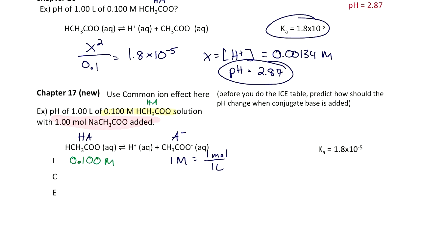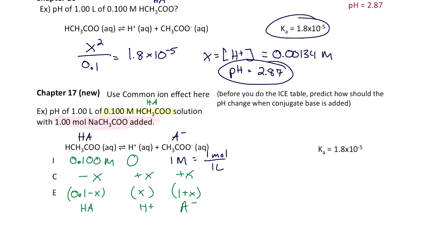So which way does this reaction have to go? Forward: minus X, plus X, plus X. So at equilibrium, I have 0.1 minus X, X amount of H+, and 1 plus X of acetate. So this is A minus, H plus, HA.